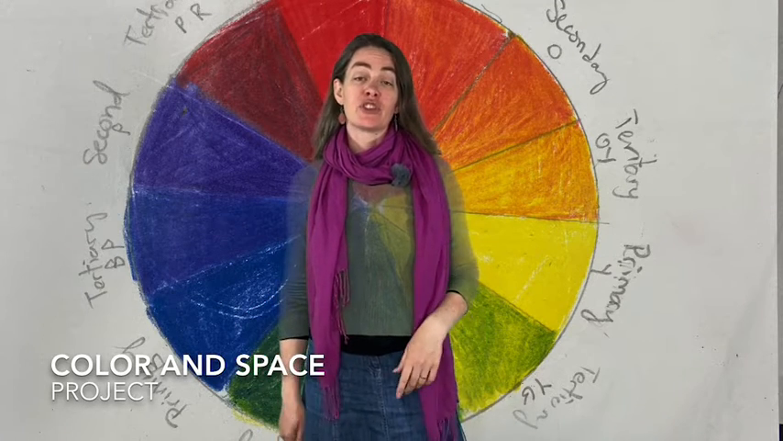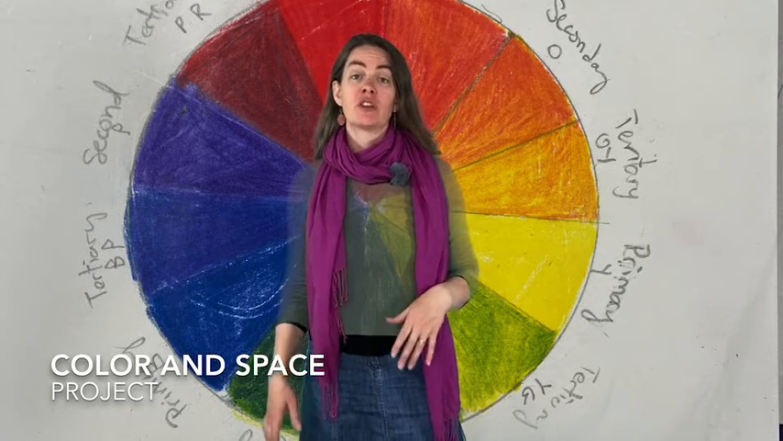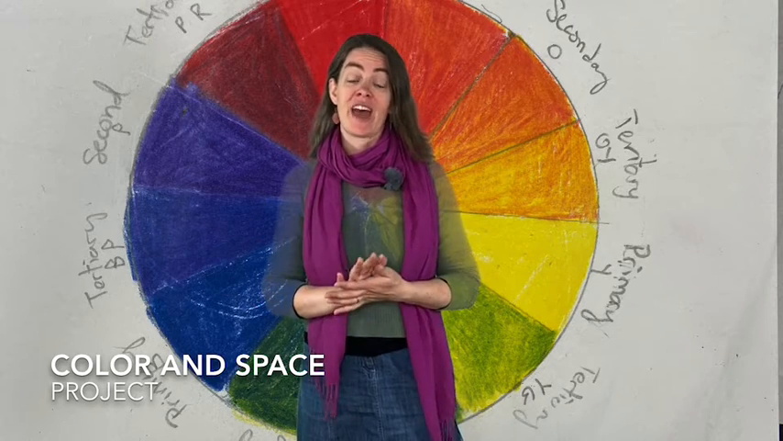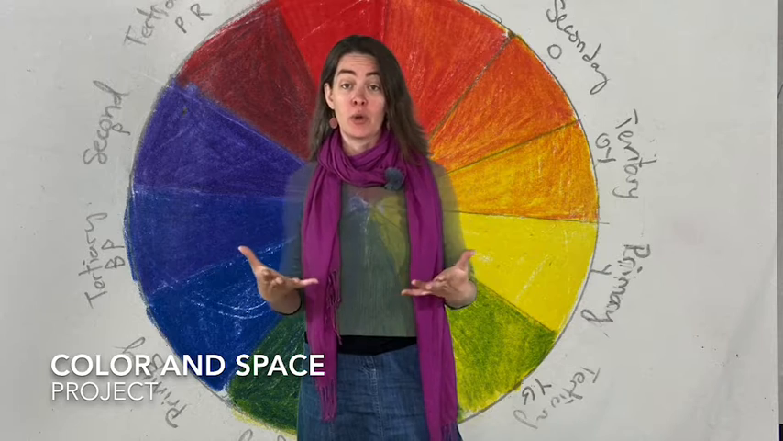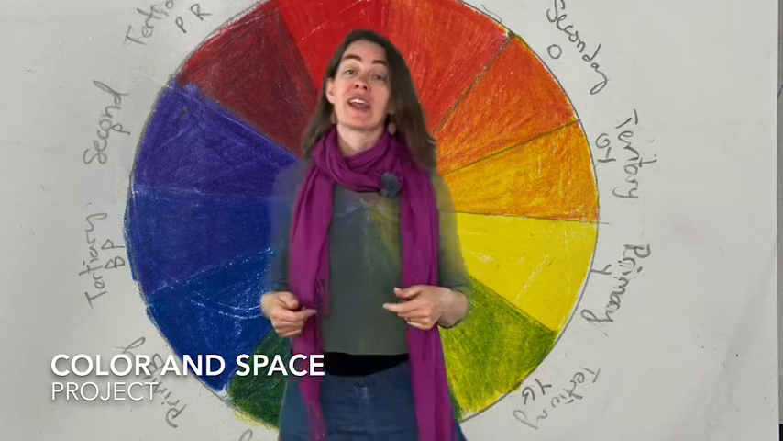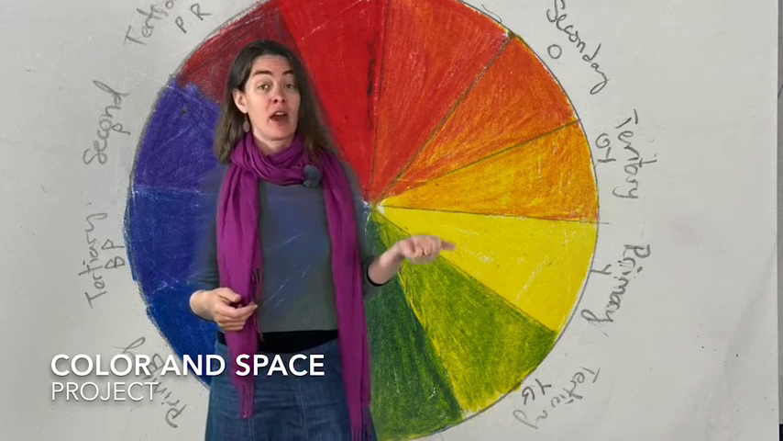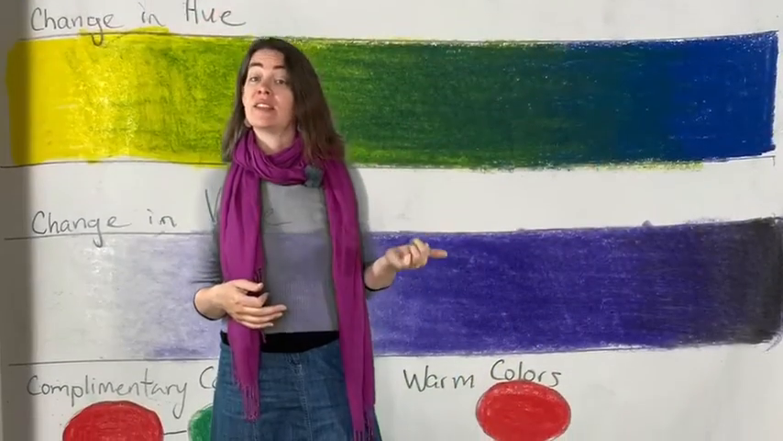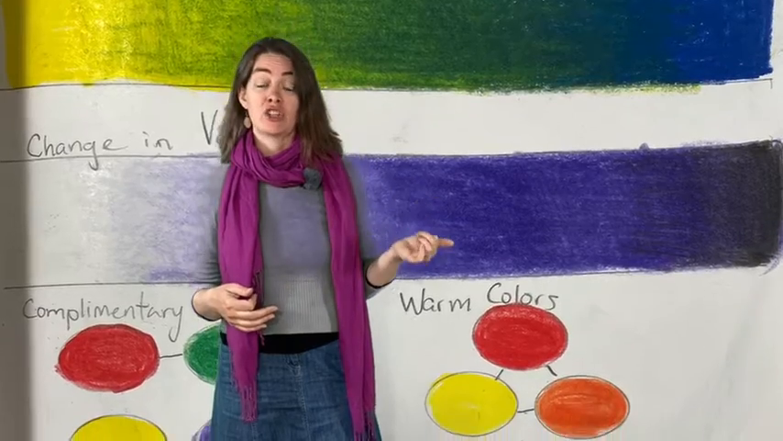Okay, we're about to start our Color in Space project. In this project, we're going to think about all the things we've done up to this point, and we're going to combine all that to create a new image, right? You have done the color wheel, where we talked about primary, secondary, and tertiary colors. Then we did the color groupings and change in hue and value, right?